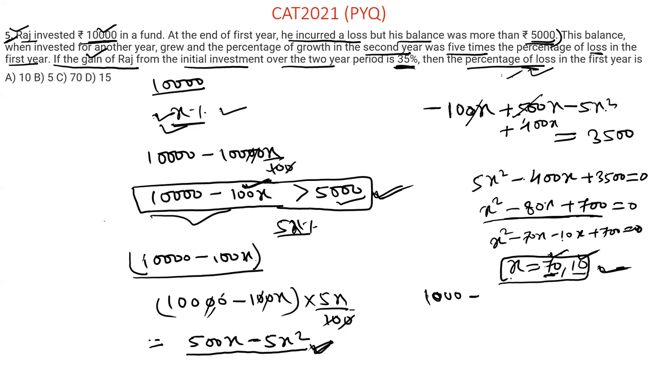So here 10,000 minus 100x into 70, that is 7,000. So this gives 3,000. Is 3,000 greater than 5,000? No. It means that 70 is wrong. That means the answer is 10. So the first option is our answer. So I hope this is clear to you. Not a very difficult question, a medium kind of question.